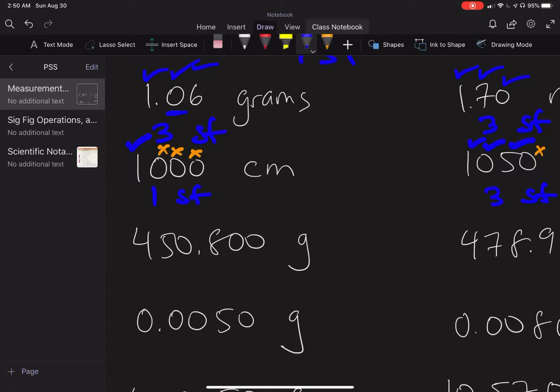Next example, the 4, the 5, and the 8 count. This 0 that has been sandwiched counts. It's a 0 in the middle, rule number 2. And then these zeros here also count because they're after the decimal. They're after the decimal and after the non-zero digits that appeared. So here we have 6 sig figs.